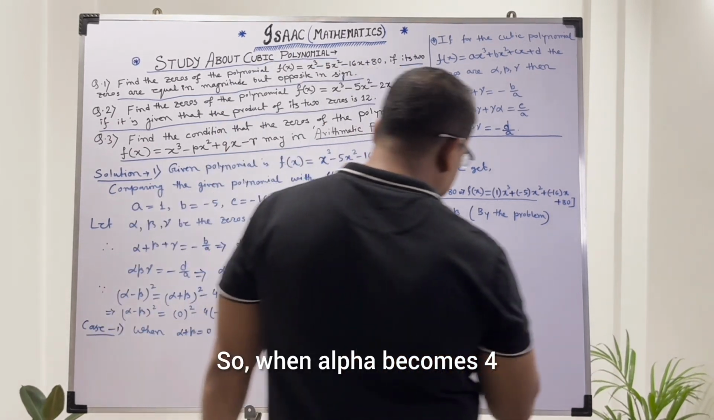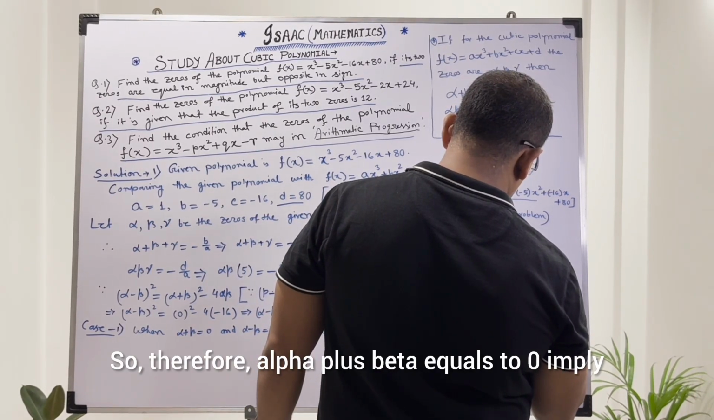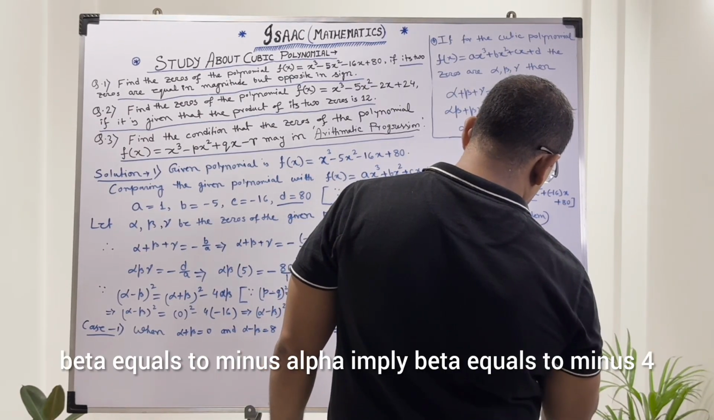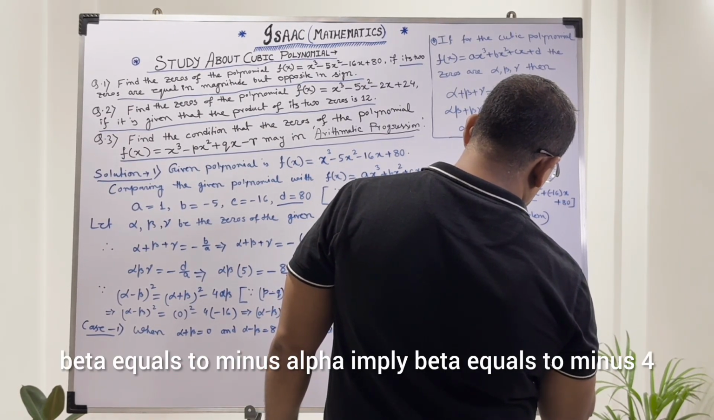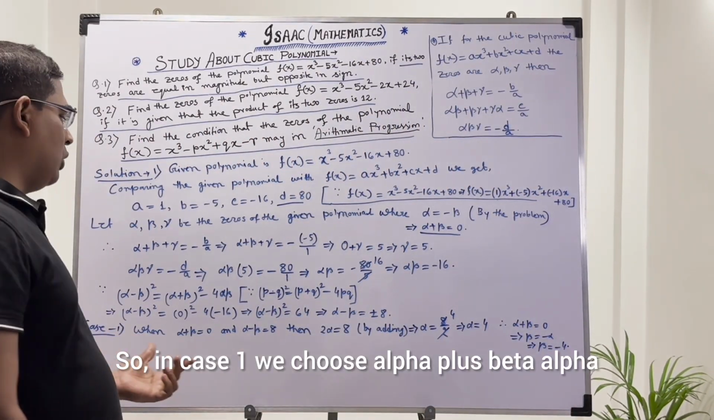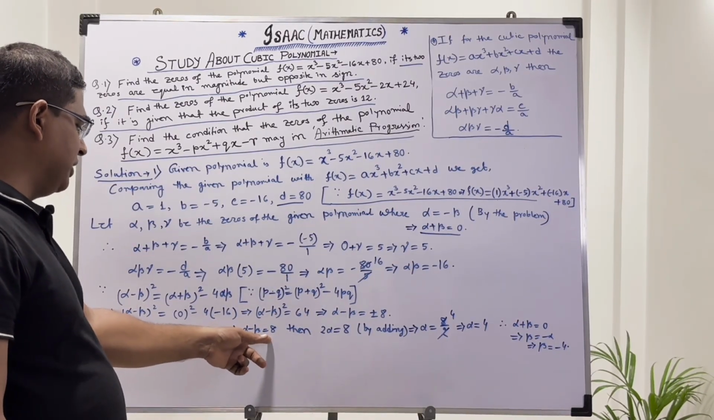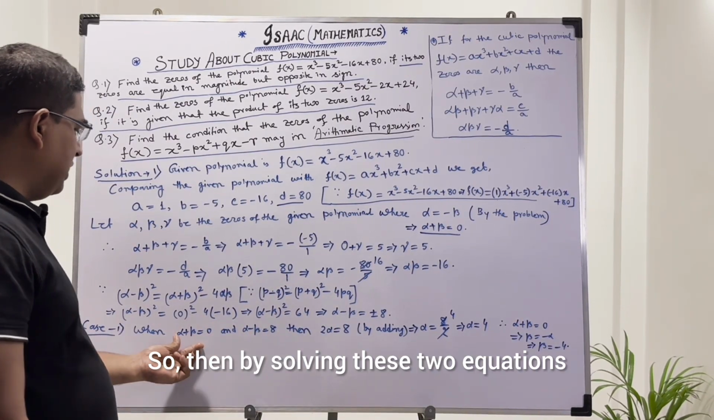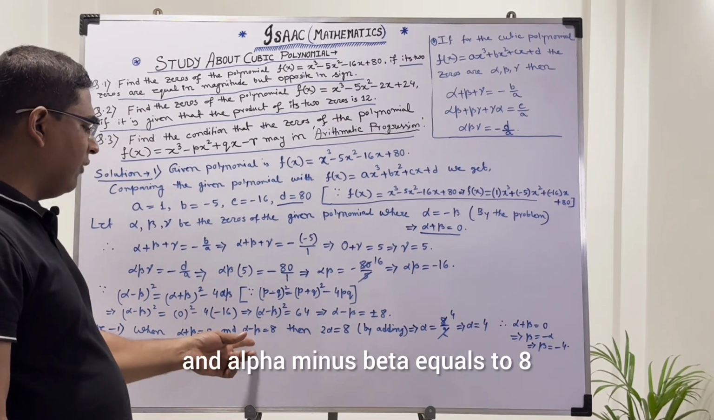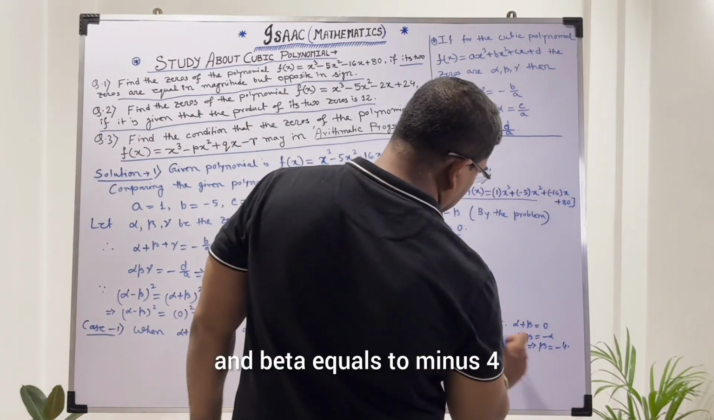So when alpha becomes 4, alpha plus beta equals 0 implies beta equals minus alpha, implies beta equals minus 4. Okay. So in case 1 we choose alpha plus beta as 0 and alpha minus beta as plus 8. So by solving these two equations, that is alpha plus beta equals 0 and alpha minus beta equals 8, we get alpha equals 4 and beta equals minus 4.